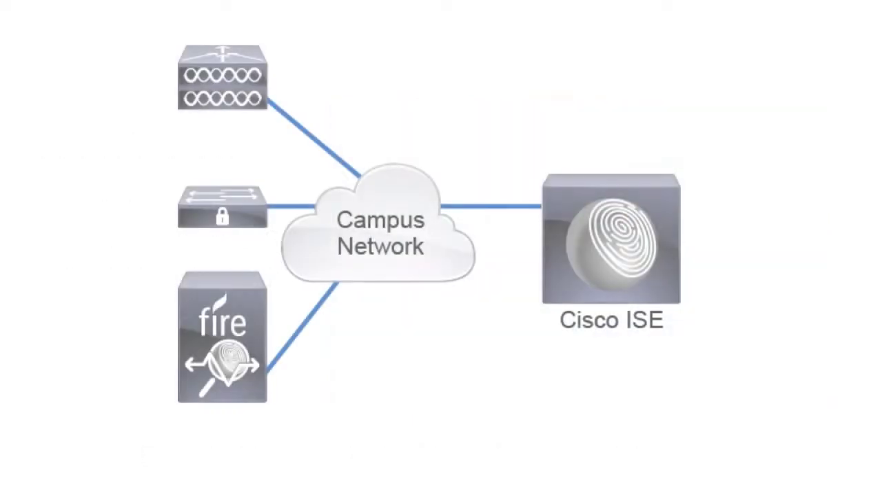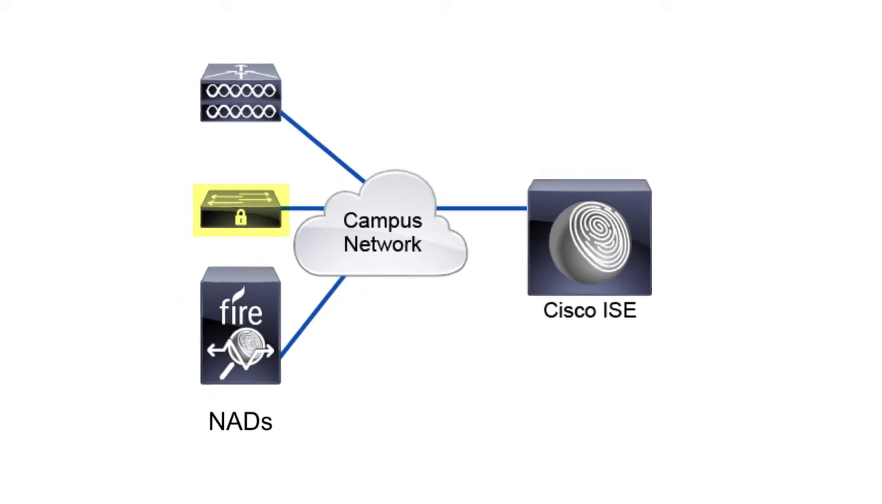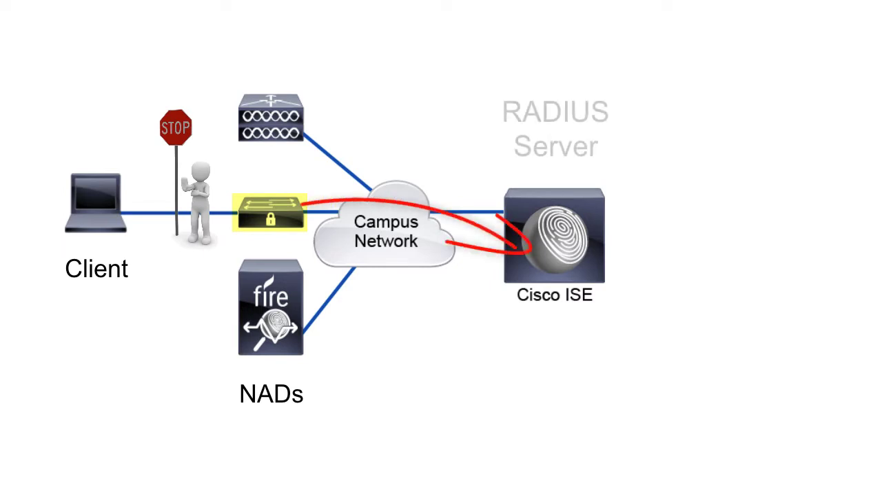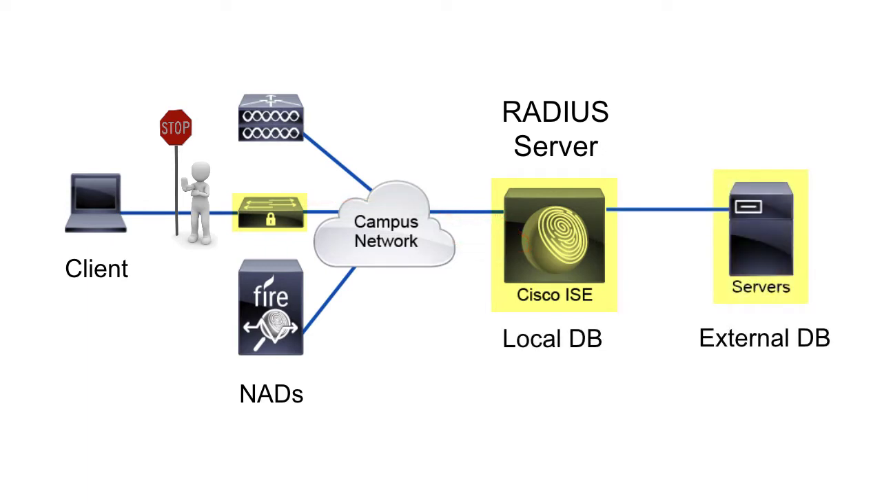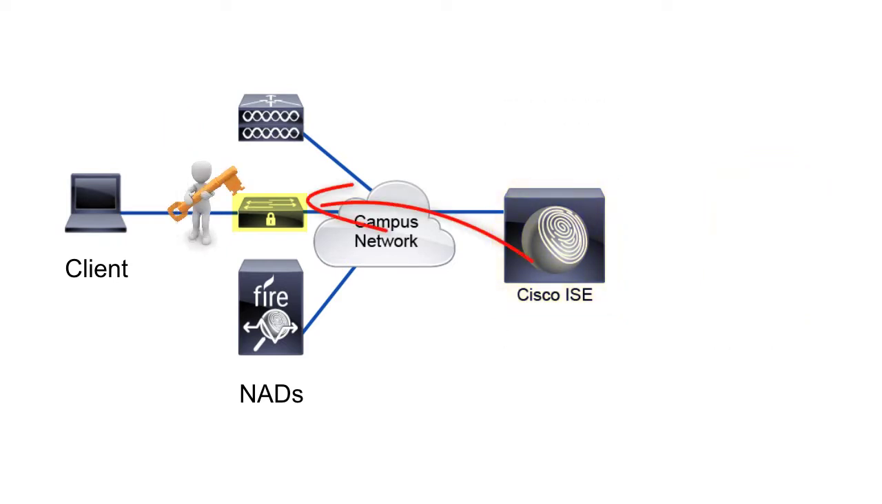the network. The RADIUS client process runs on Cisco devices which are designated as Network Access Devices or NADs. When a user or device attempts to access the network, the NAD challenges the device and sends the authentication request to the RADIUS server running on Cisco ISE, which in turn references an internal or external database. When successfully authenticated, then network access is granted to the client.